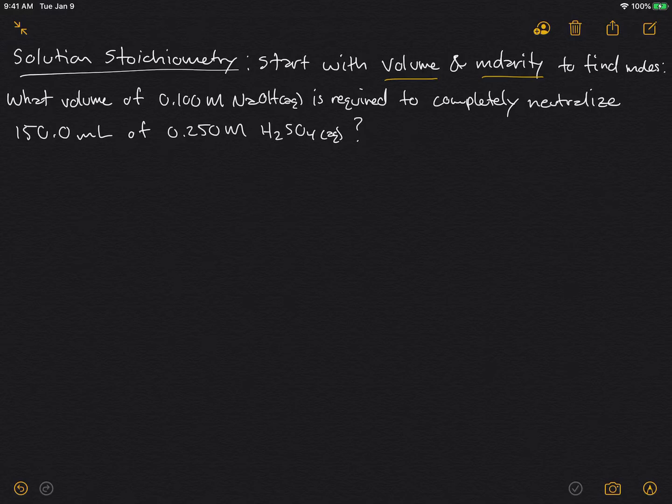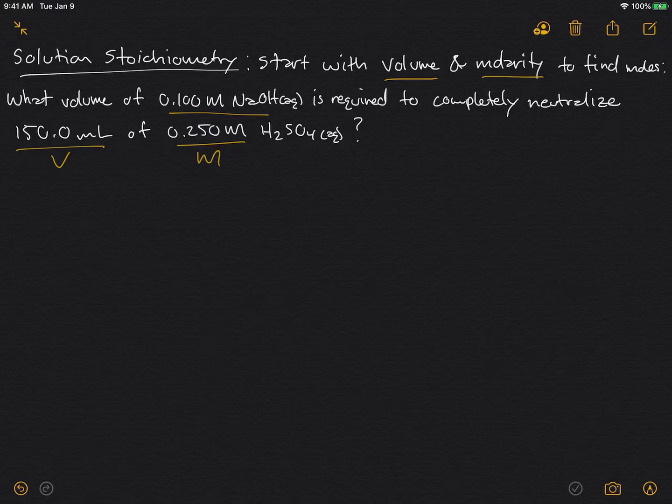In the first example, it says: what volume of 0.1 molar sodium hydroxide is required to completely neutralize 150 milliliters of 0.25 molar sulfuric acid? You should recognize this as an acid-base neutralization reaction. We have a volume and a molarity of sulfuric acid, and we only have one molarity for sodium hydroxide, so all we have is its concentration.